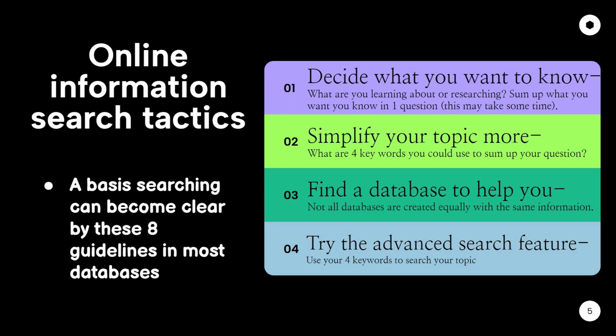Number two, we want to simplify your topic more. And I like to think, what are 4 keywords you could use to sum up your question? You can use more or fewer words, but I find 4 is our magic number with certain databases. Number three, try to find a database that will help you, and we'll go over that a little bit more later. But just a reminder, not all databases are created equally, and they don't all have the same information. So it's really important to find one that will really help you with your specific topic.